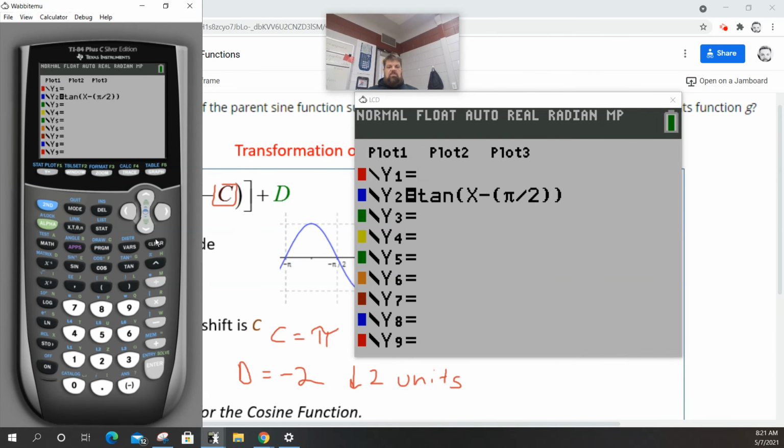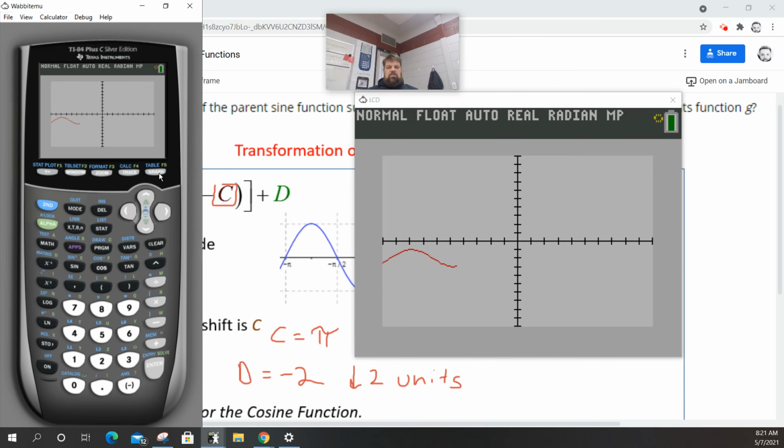So I'm going to graph my regular sine function in blue, because that's kind of how I have it in my notes. And then up top, I'm going to do sine of x minus pi minus 2. And that'll be in red. Let's graph that. So that's what it is. Yeah, it does invert it.